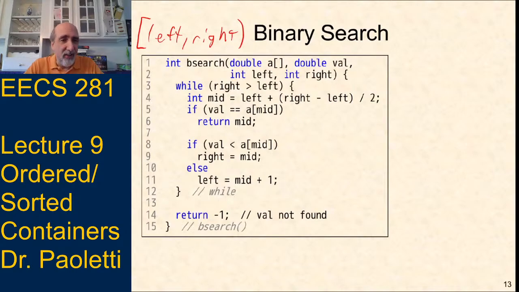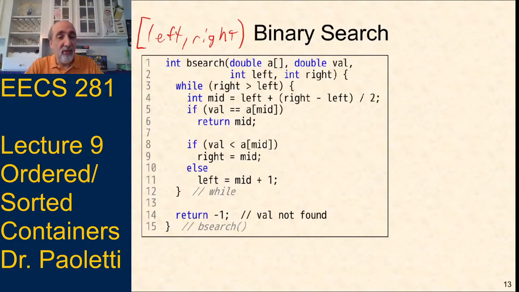So these are indices. They could just as easily be iterators or pointers, but we wrote it using indices, to make you a little more comfortable still. So while right is greater than left, so while there's a region remaining in which to search, figure out the middle index. For the middle index, I take right minus left, which is how many elements are in this region, divide by 2, and add that to the left.